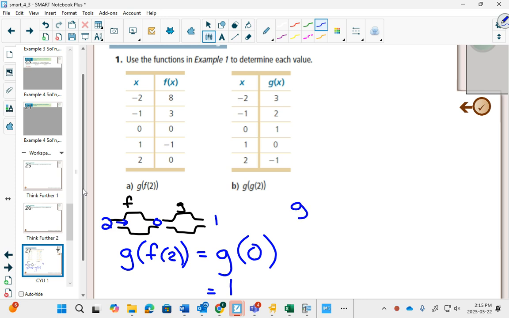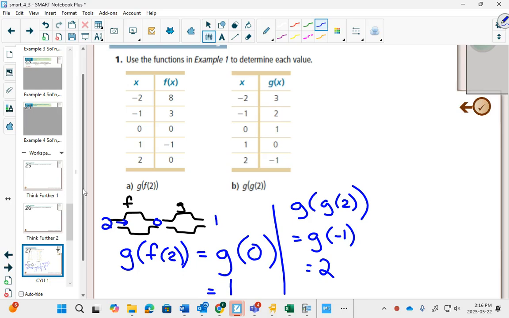So here we have g of g of 2. So we have two g machines right next to each other. If you plug 2 into g, out would come -1. And if you plug -1 into g, out would come a 2. And this is just with two machines lined up.